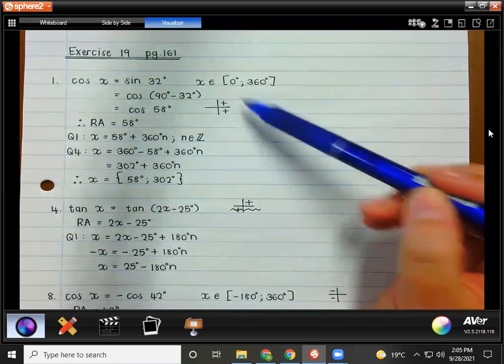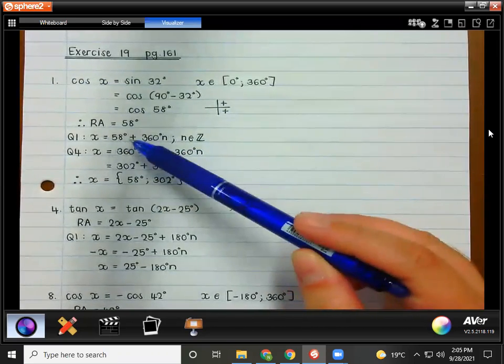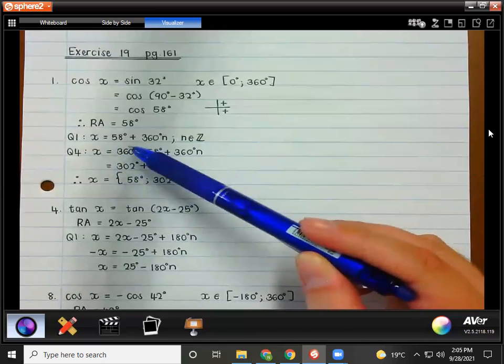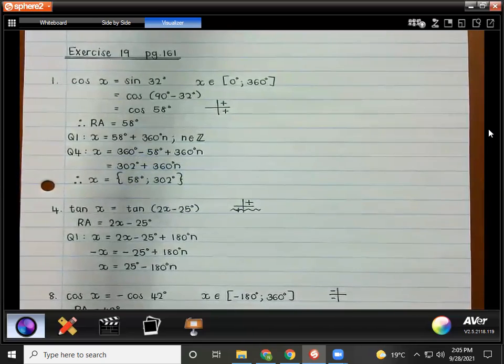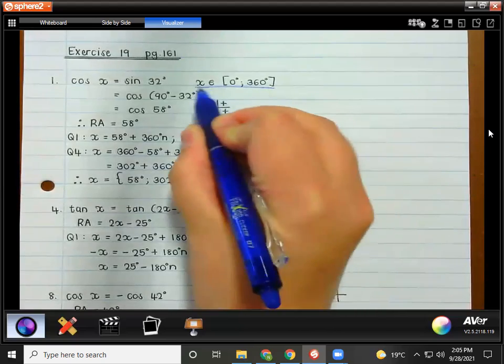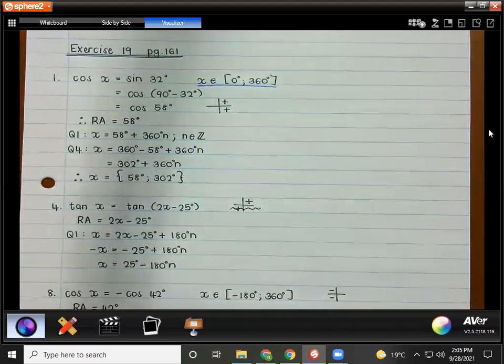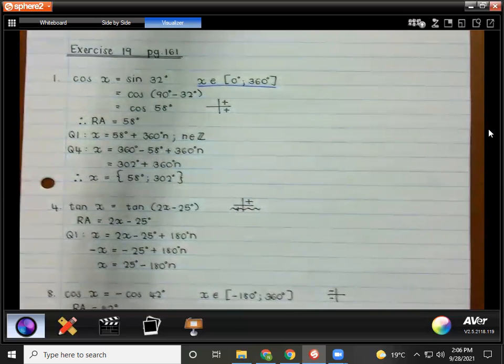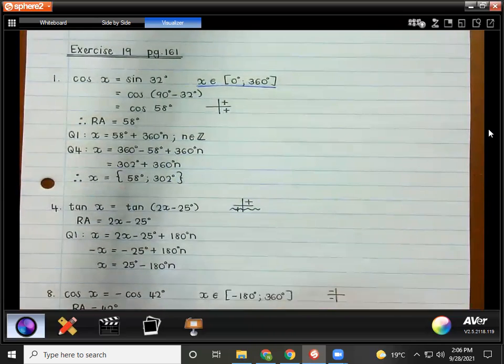All right, so that's 1 and 4. Quadrant 1 is just the reference angle. Quadrant 4 is 360 minus. Now for this question, they said that we had to give x values between 0 and 360. So in this case, you only would have found suitable x values if you made n equal to 0. There were no other ones, so it was just 58 and 302.